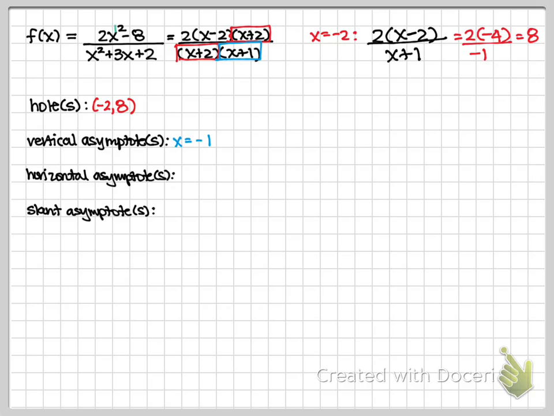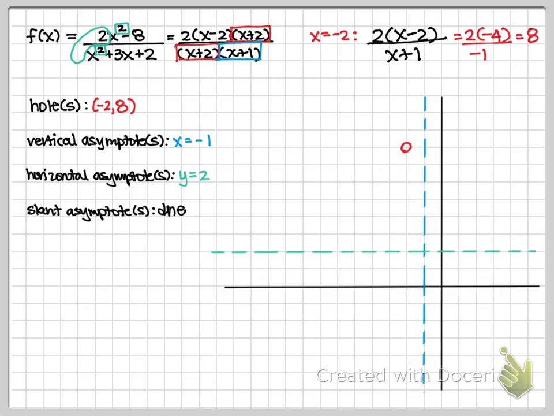If you take a look at the degree of the top and the degree of the bottom, they're the exact same thing. So all I need to do is take a look at the leading coefficients. It looks like I have a horizontal asymptote at y equals 2. If I have a horizontal asymptote, that means I do not have a slant. Okay, let's go ahead and get this on the graph. All right, I've got my points on there. Let's see if this thing's going to cross the horizontal. So horizontal is 2.